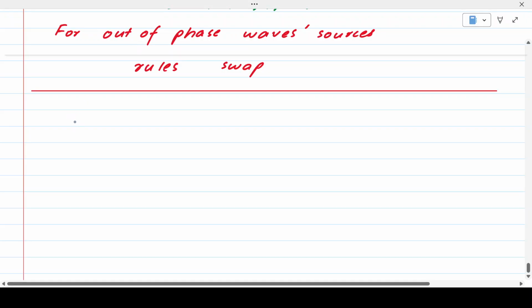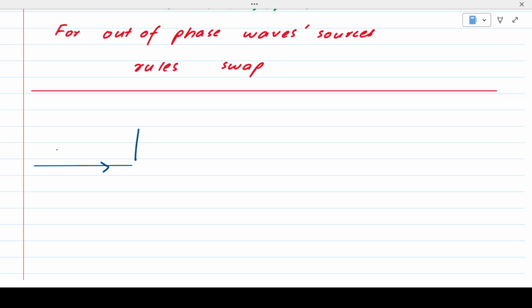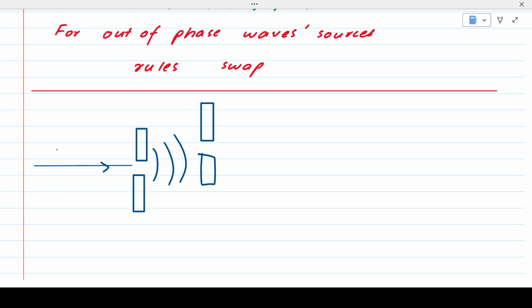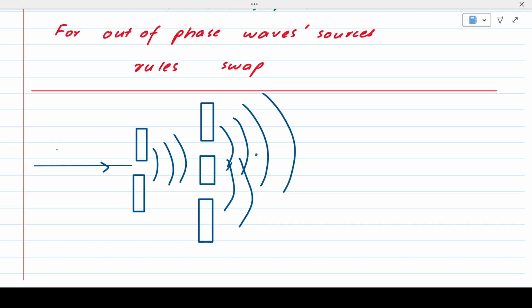For double slit, we use a source of light. It first passes through the first slit to produce a diffraction pattern. The waves bend and then they pass through two slits. This way they produce coherent waves. Now these two waves overlap and they produce an interference pattern on the screen.